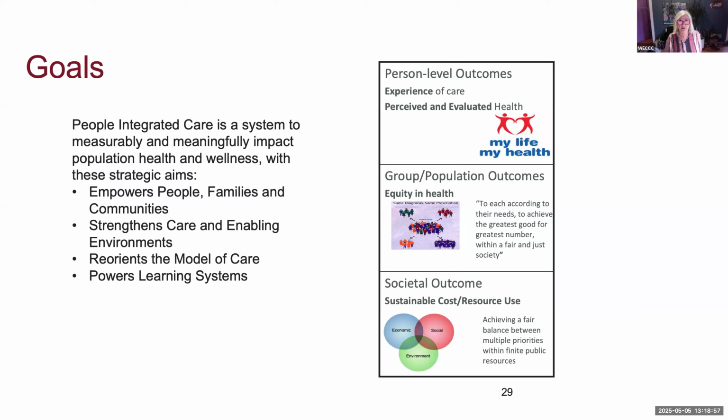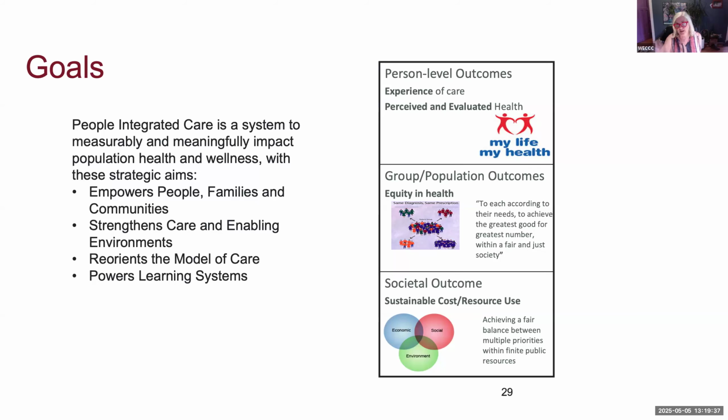It strengthens care, and it builds those enabling environments where there's little risk for neighbors jumping in and helping each other, and there's little risk for people expressing the help they need because they feel confident and they trust that the community will find a resource that will be helpful. That reorientation of the entire model of care, from sickness care to prevention and wellness support, and again, powering that learning system.